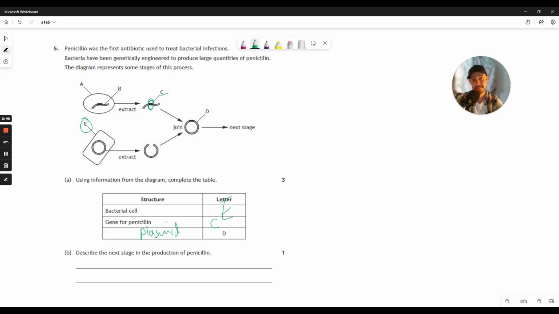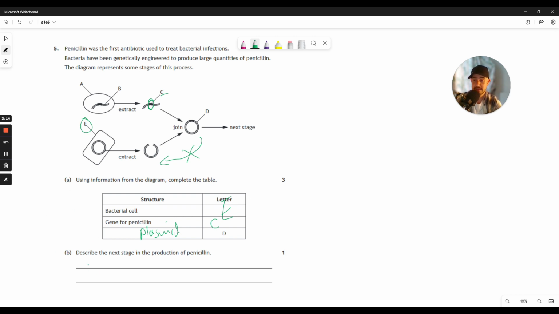Okay, question B, describe the next stage in the production of penicillin, 1 mark. So we're going to take this modified plasmid and we're going to put it into a new bacteria, and then that bacteria is going to be cultured. So the next step is simply just to place it in a bacteria. But it's important that you always say that it's going into a new bacteria. It does not go back into the old bacteria. That is not what happens, okay? It goes into a new bacteria. And so if it's not clear that you're saying new, you won't get the mark. So be crystal clear with that point.